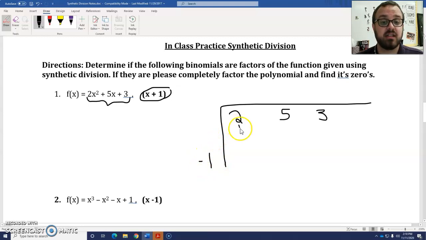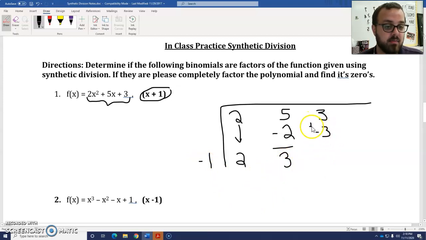The next thing you're going to do is take this first number and write it down here. That's just going to stay, no problem. We're then going to multiply these two numbers. We're going to say, all right, -1 times 2, that's going to give me -2. I'm going to write that up here, and then add these two numbers together, okay? So 5 plus -2 gives me 3. I write that here. I then multiply this by -1, and I get -3. Then I add these two numbers together, and I get 0.